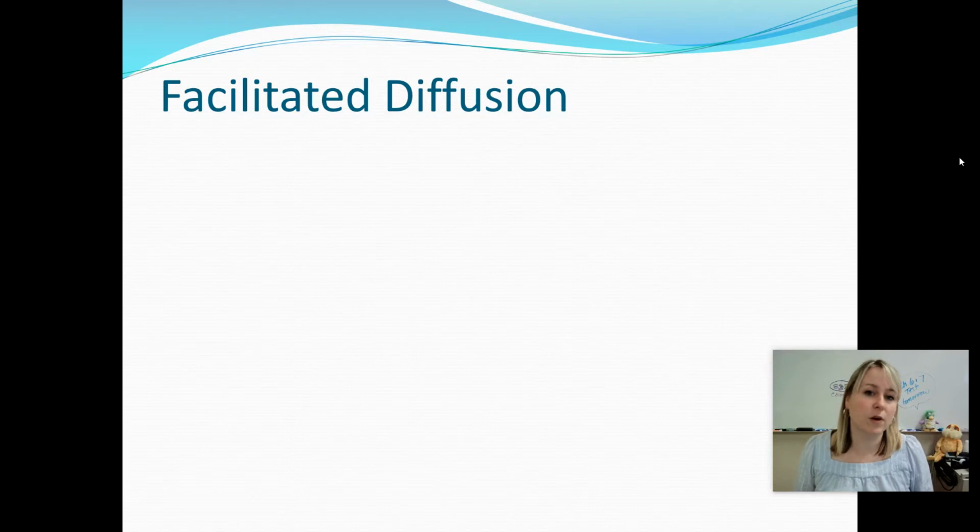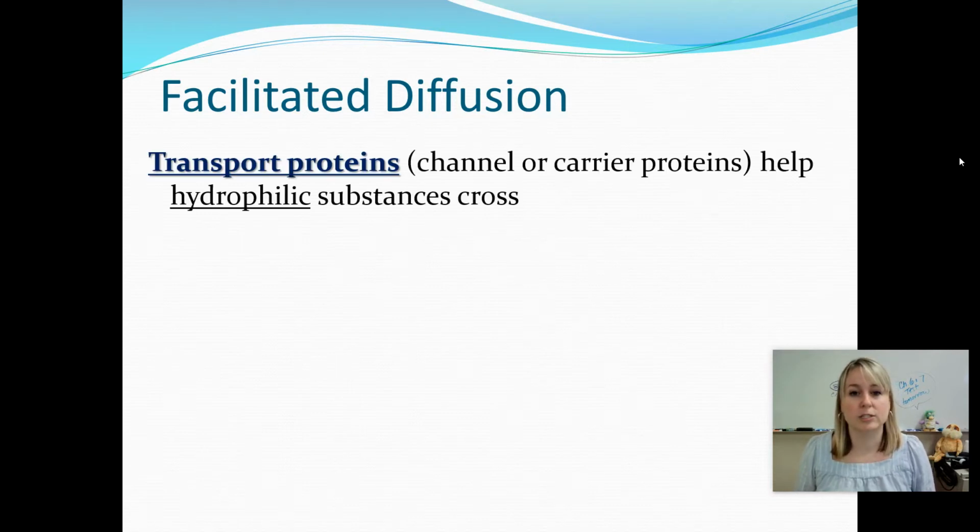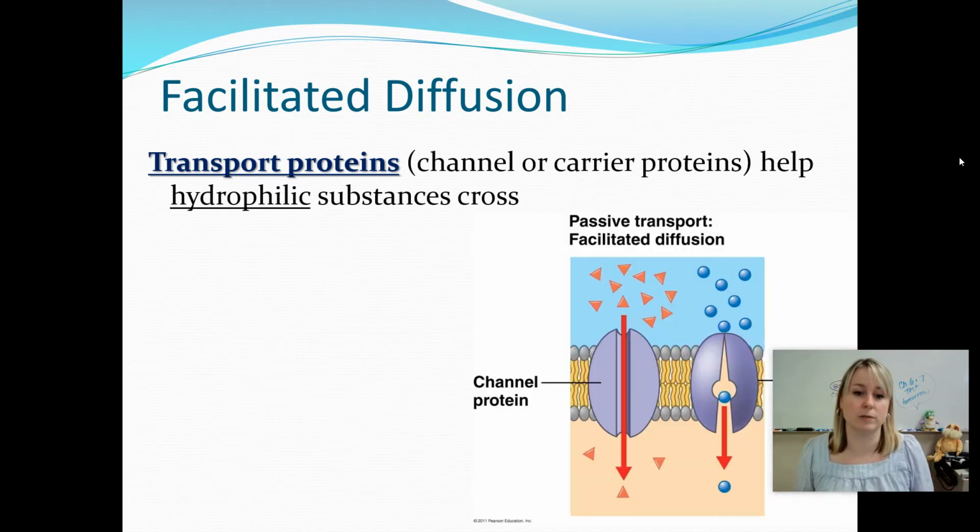Facilitated diffusion falls under the category of passive transport as well. It just makes use of transport proteins so that substances that have a hard time crossing the hydrophobic barrier or the nonpolar region get through faster. They provide a buffer or a channel or opening so that these molecules can get carried through faster. This is a picture of facilitated diffusion with a carrier protein and a channel protein.